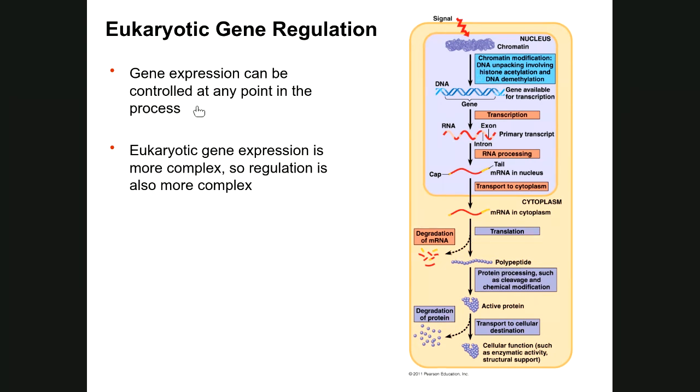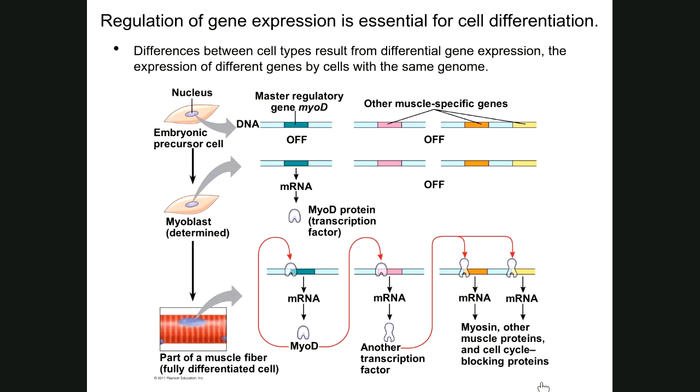So regulation or control can happen at any point in the process, and therefore it's been found to be much more complex. Gene expression itself is much more complex in eukaryotic cells, therefore the regulation of it is much more complex than what you see in prokaryotic cells. But we are more complex organisms. We're multicellular organisms. So far, as far as we know, we've been able to do a whole lot more than prokaryotic organisms such as bacterial cells.